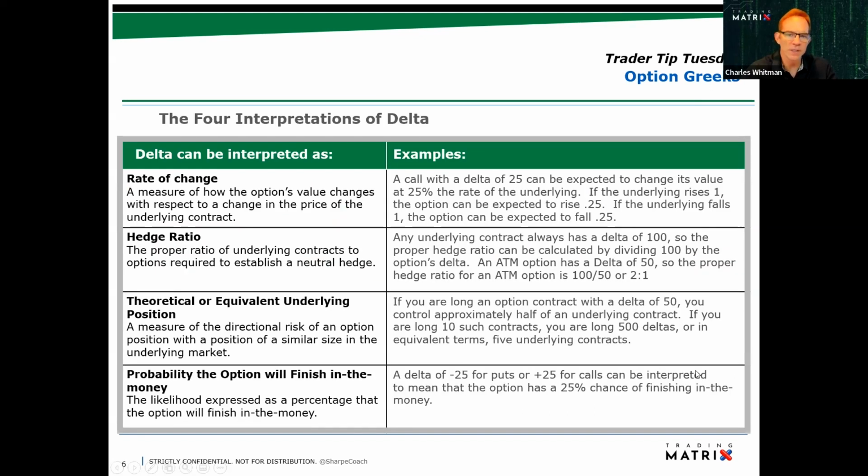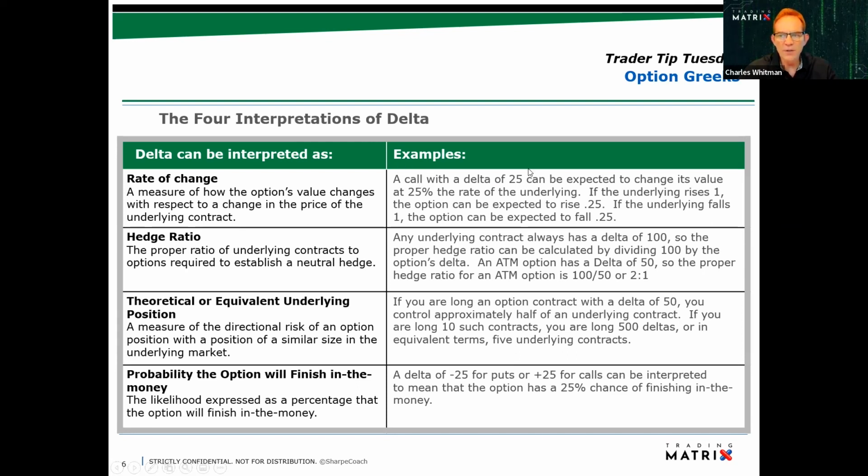So let's talk about delta. We talked about the basic definition. There are actually four different interpretations of delta. The main one is the rate of change. This is how much the option value changes with respect to a change in the price of the underlying.